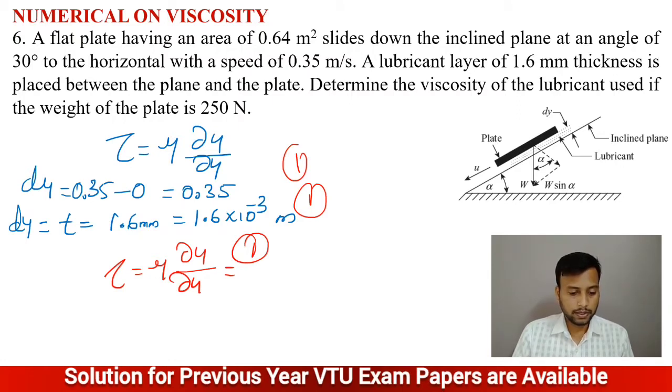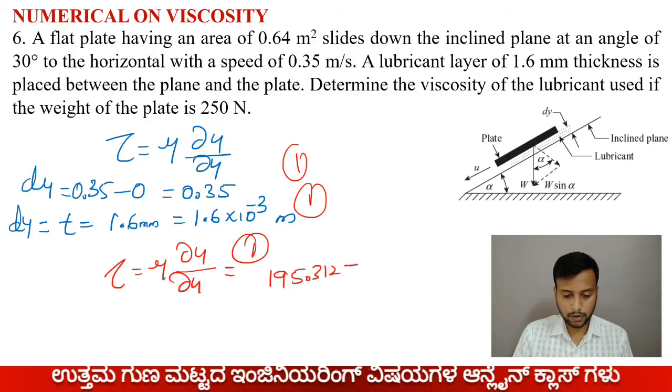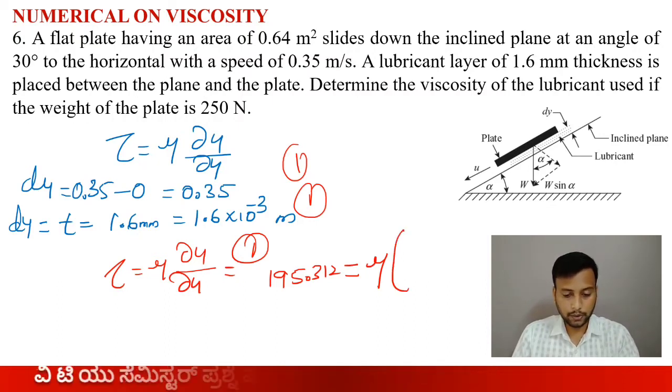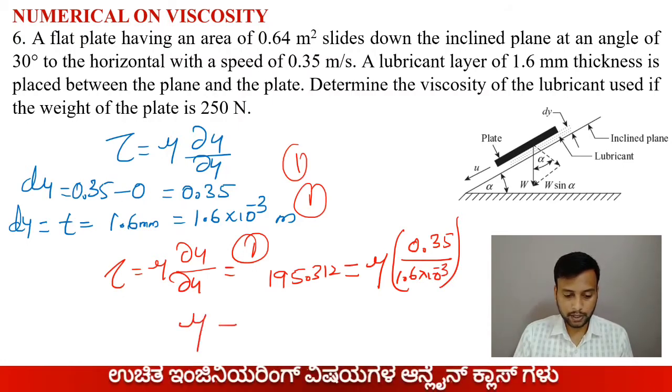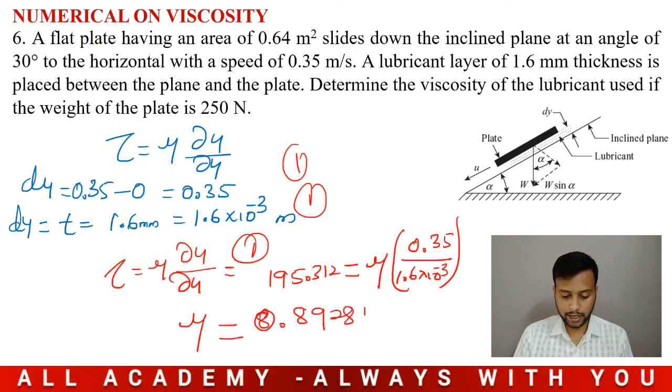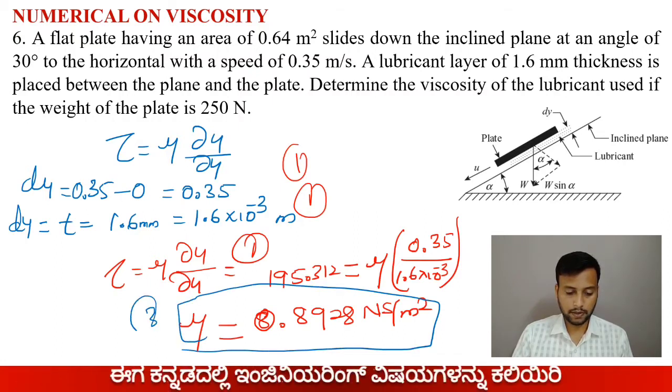Now the shear stress we have already identified, that is 195.312, which will be equal to mu, which we need to identify, into du, which we have already calculated as 0.35, divided by dy, which is 1.6 into 10 raised to minus 3. Now if you simplify this, you will get mu is equal to 0.8928 Newton second per meter square. Now this is our final answer. For this one, 3 marks will be allotted.